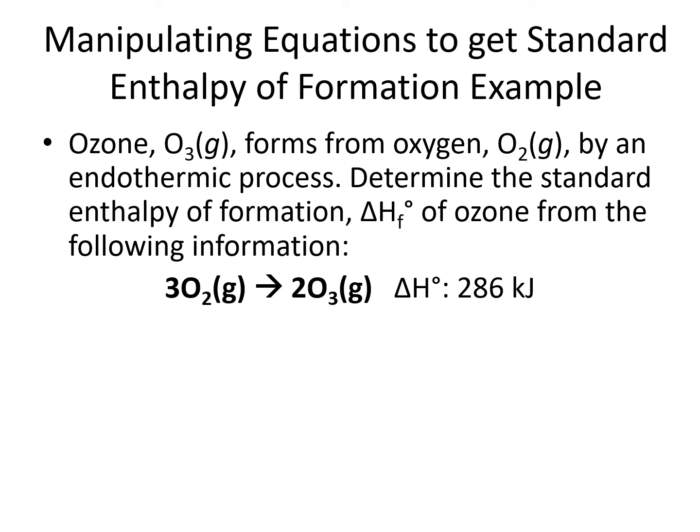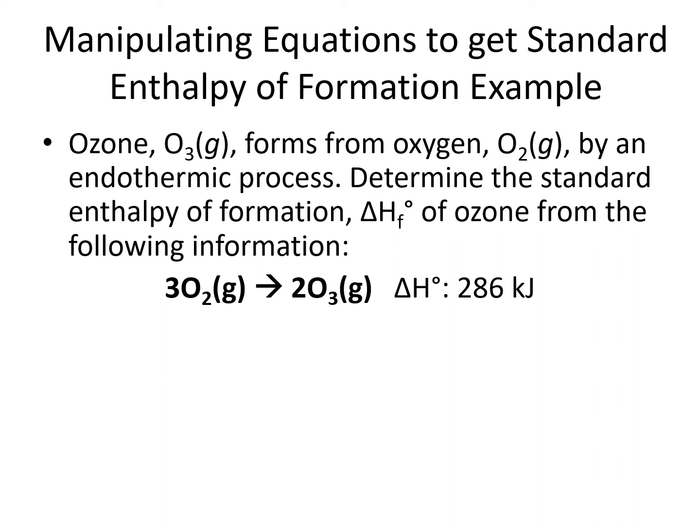Sometimes we'll be given an equation, and we'll want to manipulate it to get it into the correct form. Our enthalpy of formation reactions have a very specific form that they need to be in order for it to count as an enthalpy of formation. In this example, we have a reaction of 3 O2 gas going to 2 O3 gas, and the delta H for that reaction is 286 kilojoules. We are asked to find the delta HF, enthalpy of formation, of ozone.